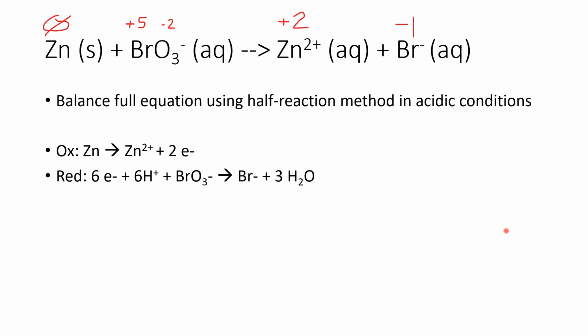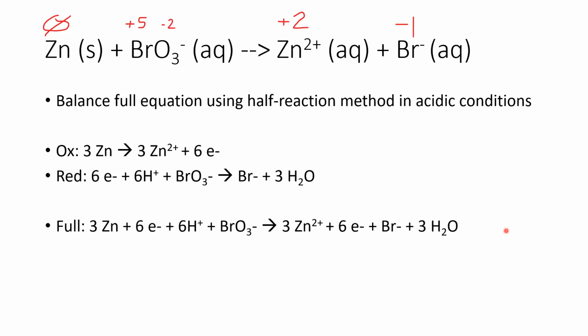And then again, we need to balance both of these half reactions in terms of the amount of electrons involved. So we're going to triple everything on the oxidation half reaction and just have 3 of those zincs, 3 of the zinc ions, now 6 electrons in total in both. And then we can again add up those 2 reactions and look to see what's the same. We're going to remove the electrons from both. And that'll be how we get our complete balanced reaction.